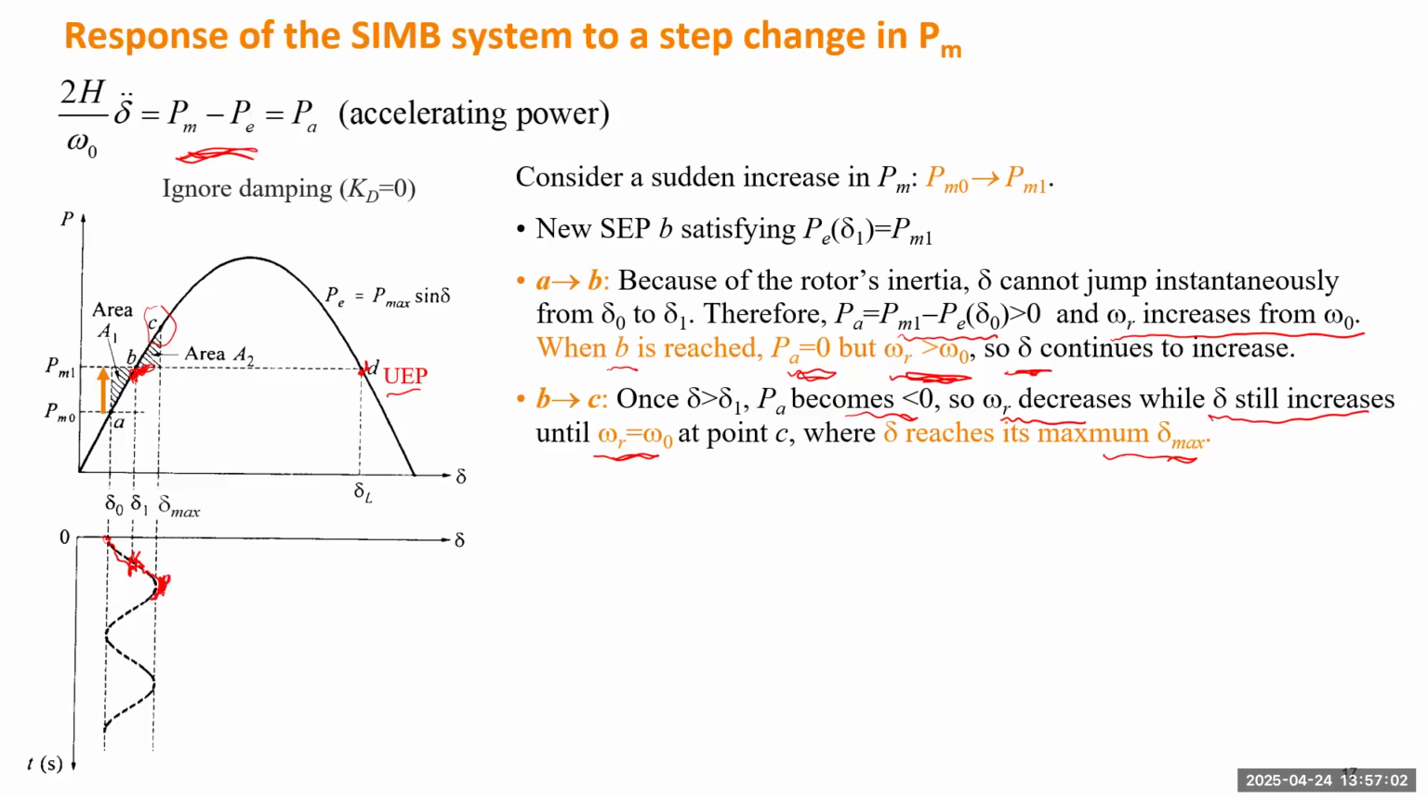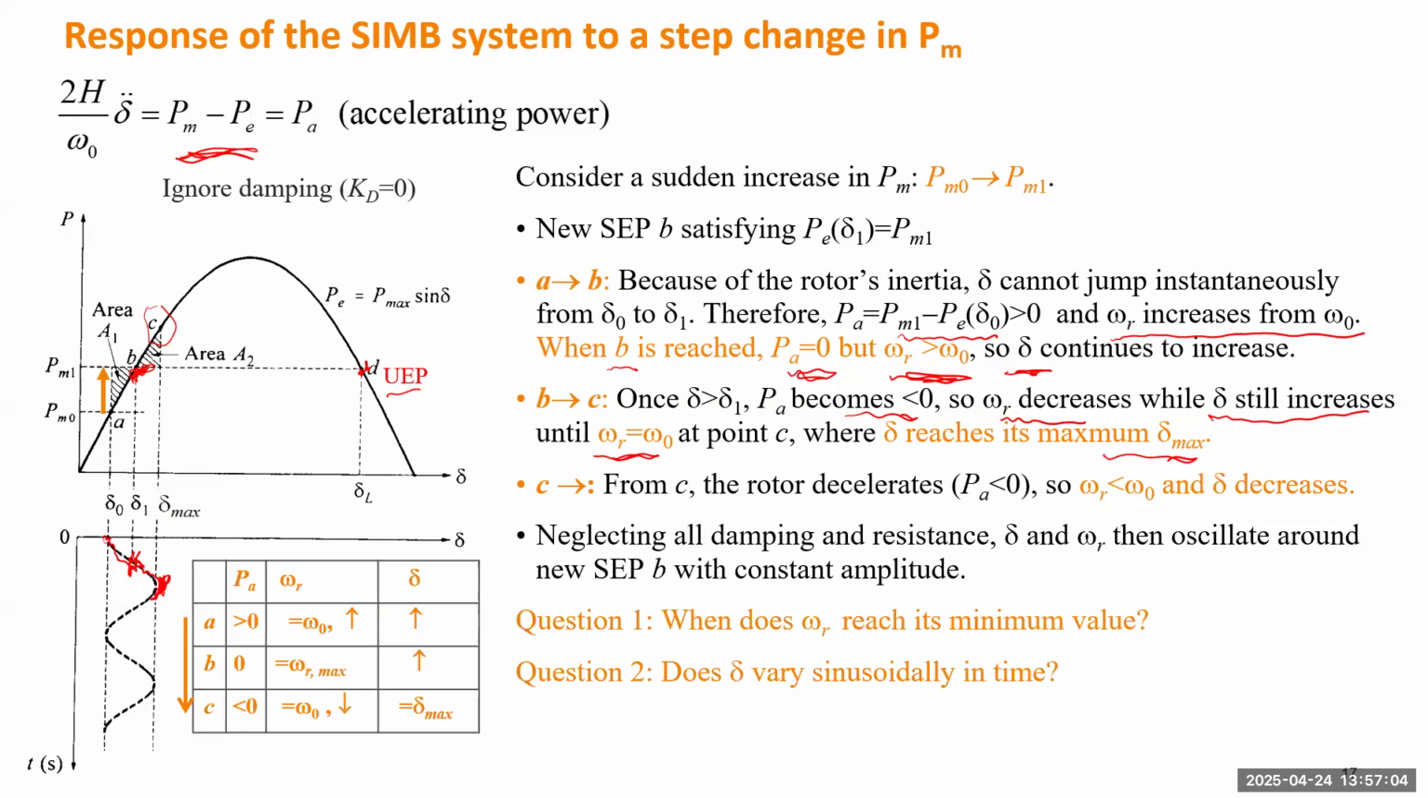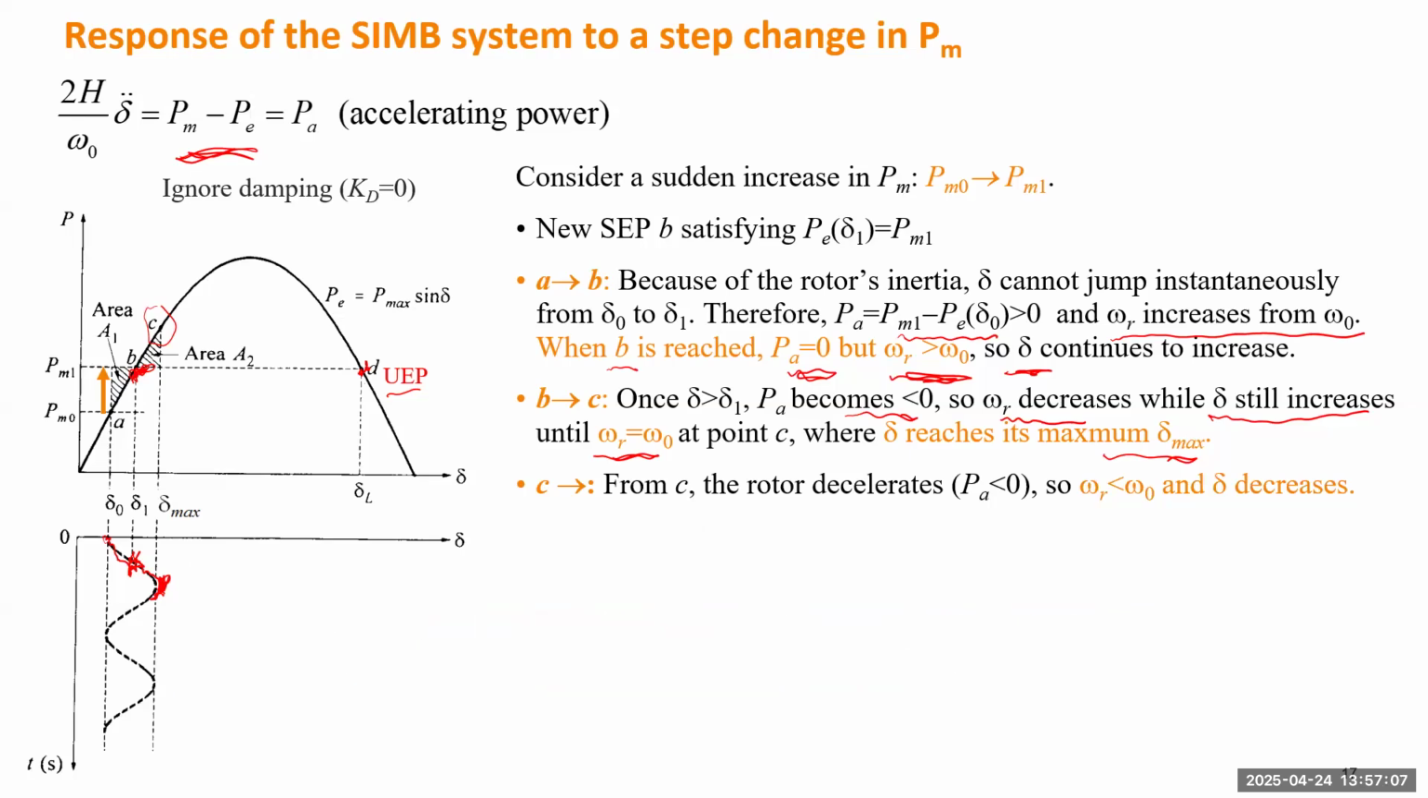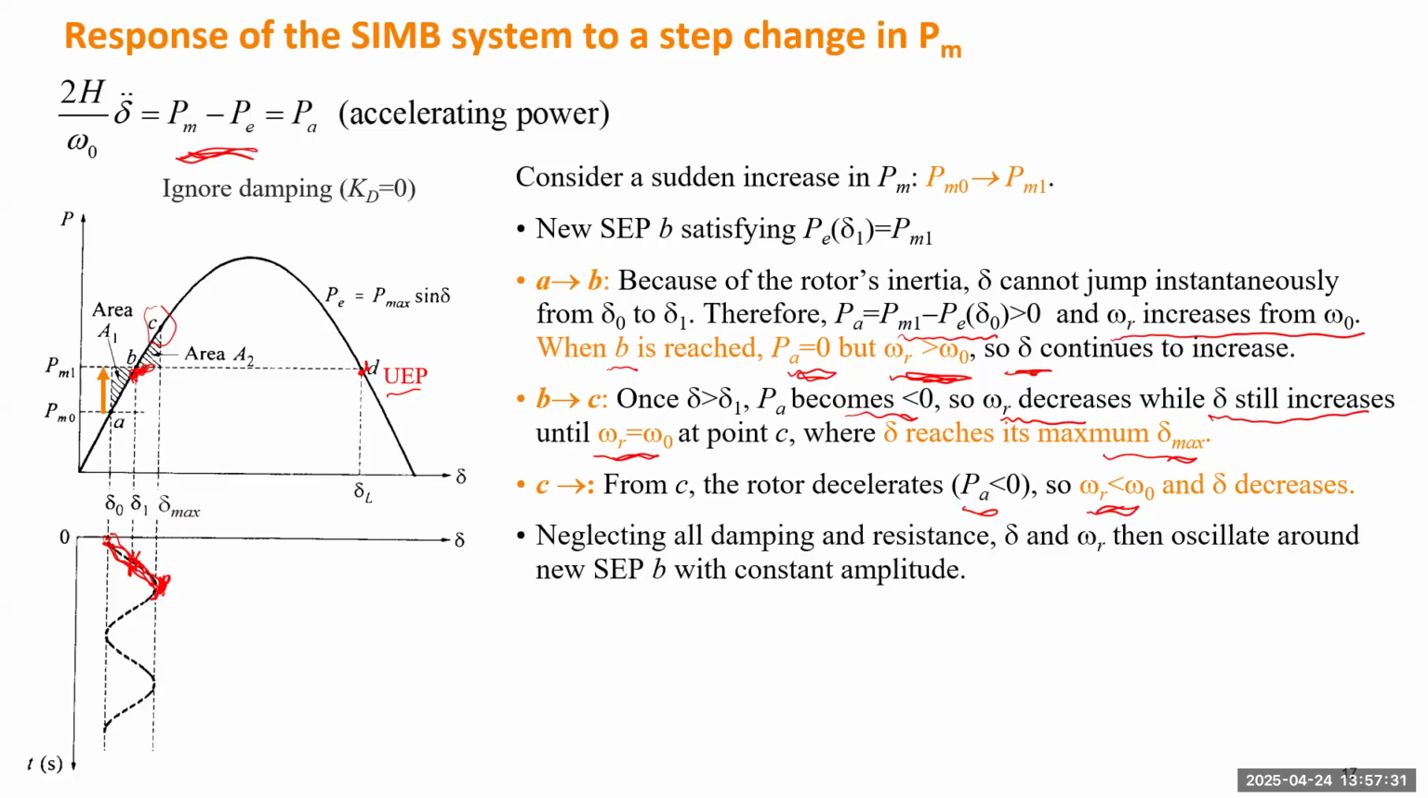From A, B, and C, it finished half of the cycle of the swing. It finished this pass. Starting from C, it will come back because the rotor will decelerate, since point C is above the new mechanical power. So the accelerating power has to be negative, which means the speed will become less than 60 Hertz and the angle will decrease. So it will come back.